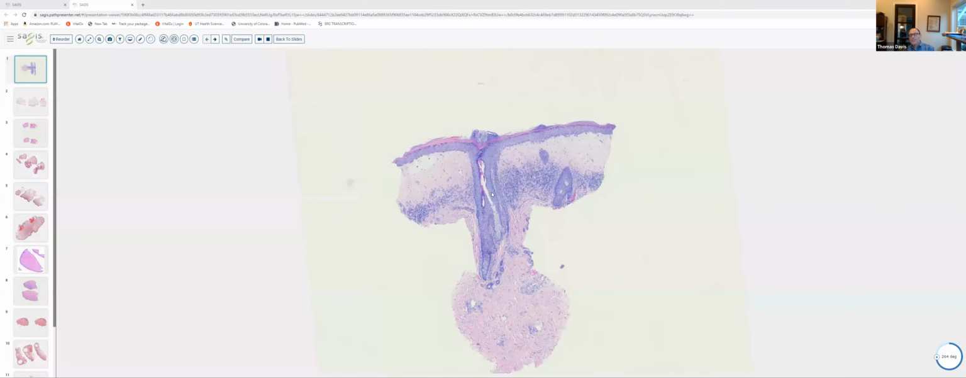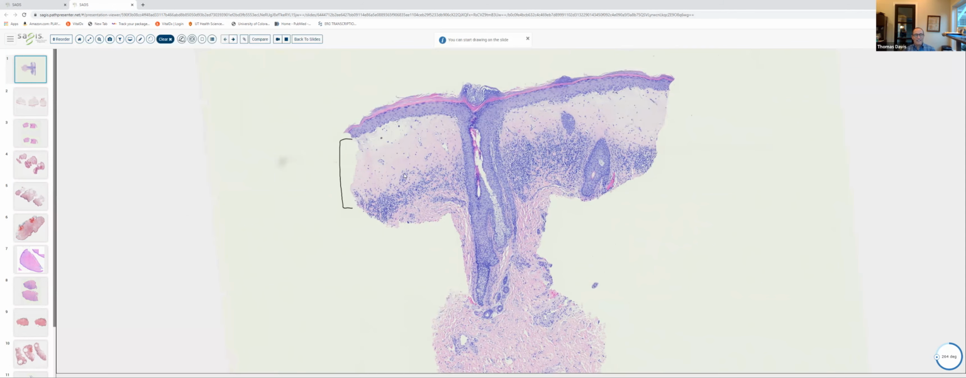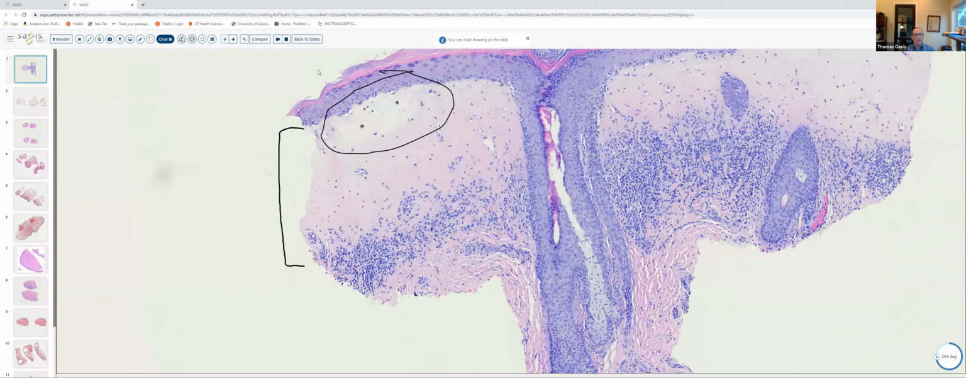As we move into a little bit of higher power, one can see that there is a little bit of compact orthokeratosis. The epidermis is actually fairly thin with effacement of the rete ridge pattern. What catches your eye right away is pallor in the papillary dermis. The papillary dermis in this instance is thickened by very homogenized collagen. And in addition, there's a little bit of edema beneath the dermal epidermal junction as well.